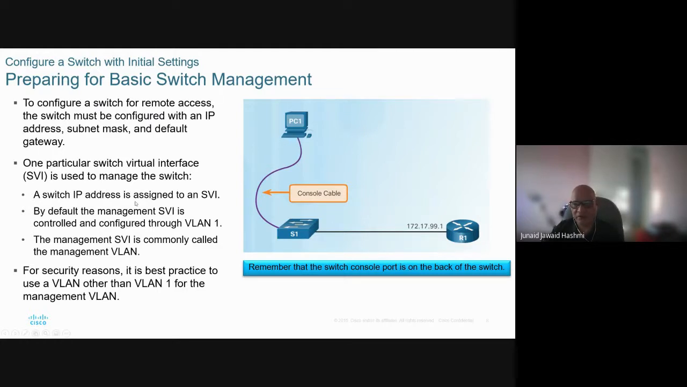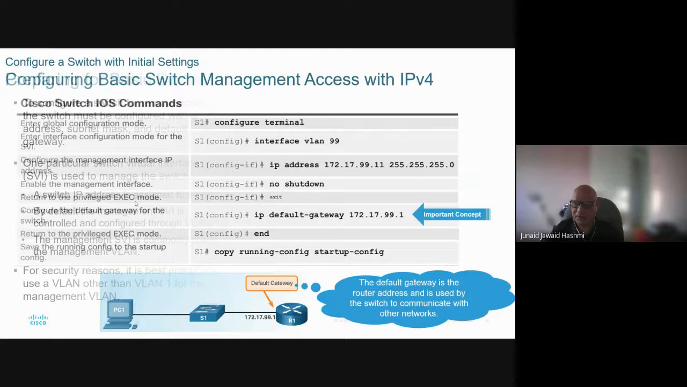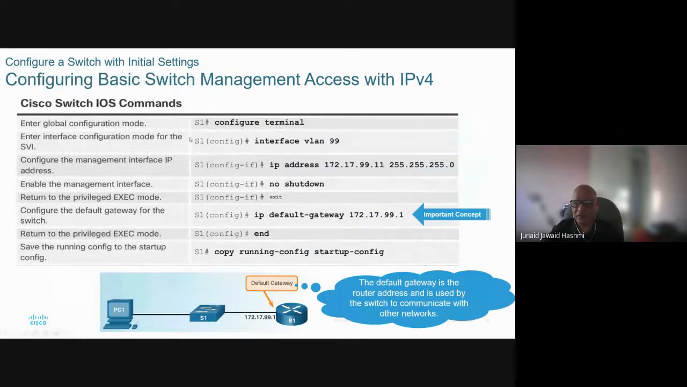So you have to configure the management port, and this is how you configure it. Interface VLAN 99. That's a port. VLAN 99 is a virtual port. You assign an IP address, and you also assign a default gateway so you can access your switch from a remote network. So this is going to be in the exam.